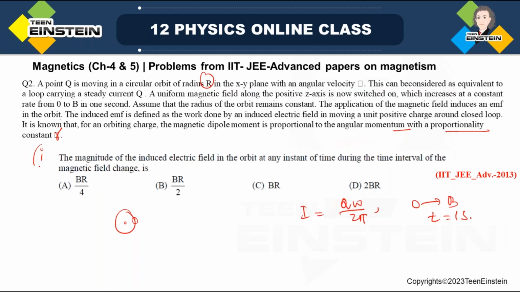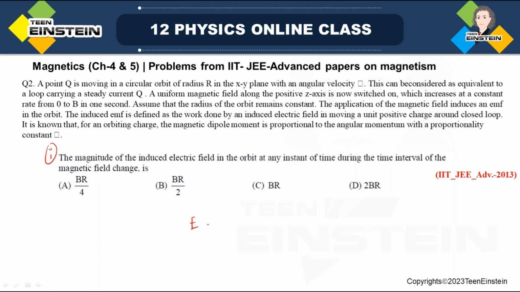Now I have two questions. One is the magnitude of the electric field induced in the orbit at any instant of time t during the time interval in which the magnetic field changes. So we have to find the electric field. See, this is omega, and this is Q omega by 2 pi, and this is gamma.